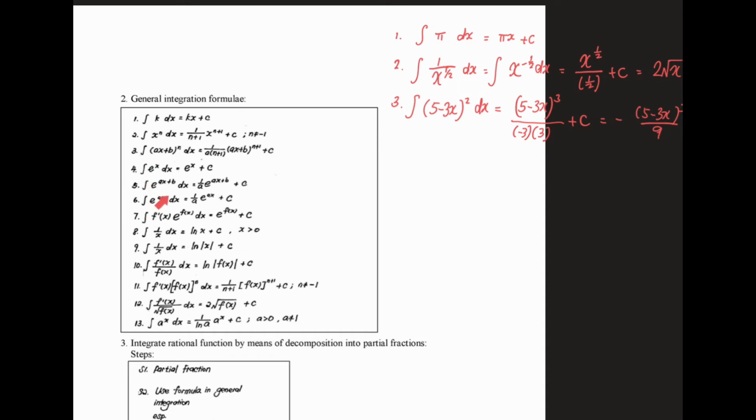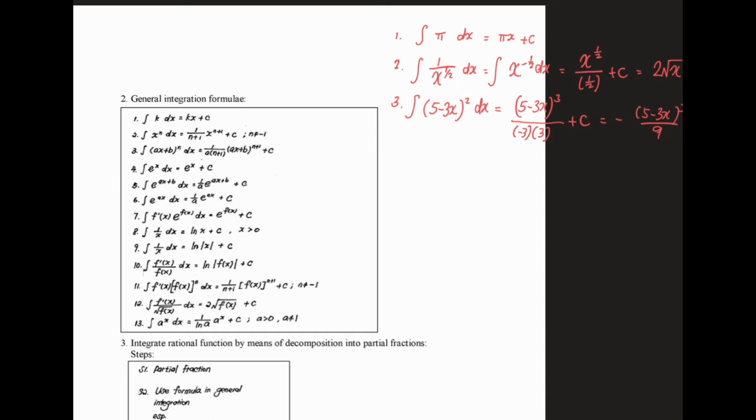Number 5. Integrate e to the power of ax plus b. So you get 1 over a. Where is the 1 over a coming from? It is from the differentiation of the power. Differentiate ax plus b, you get a, then you divide by a. That's why there is 1 over a over there. And after that, e to the power of ax plus b is the same exponent plus c.